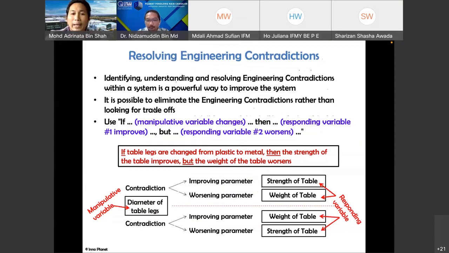So these are the examples using the sentence of if, then, but.